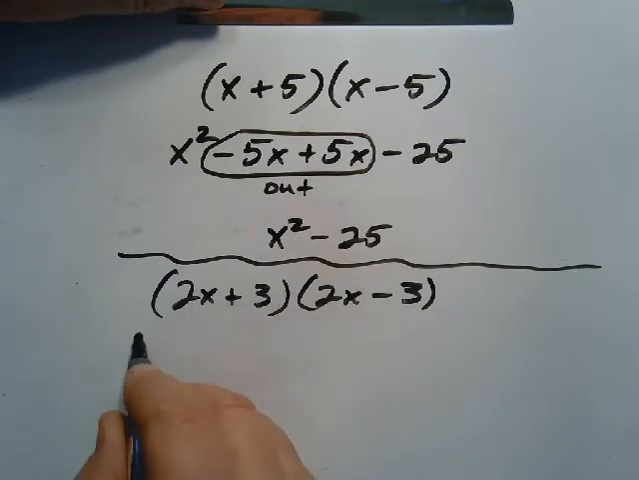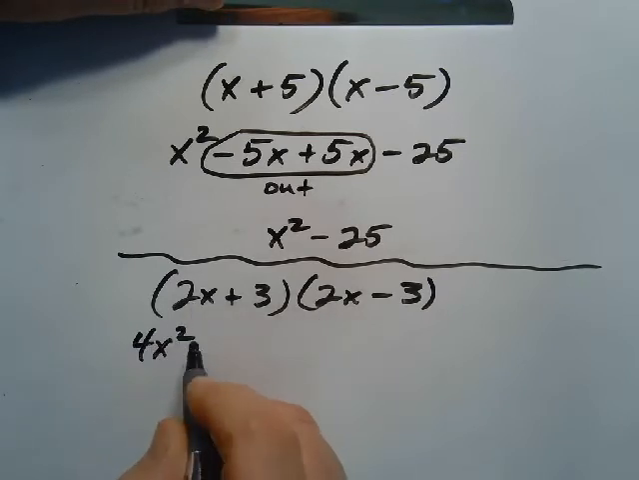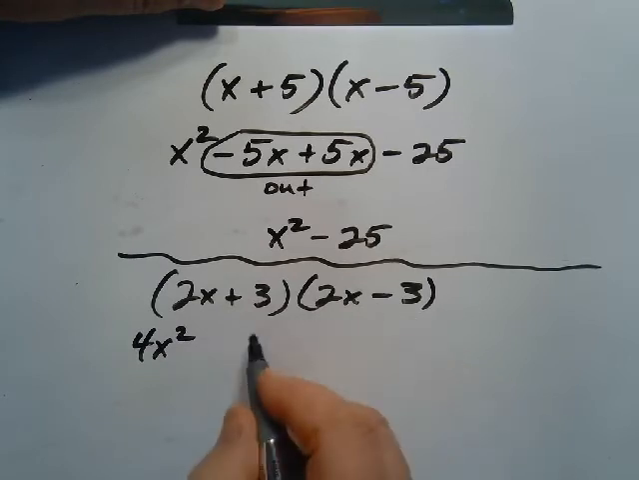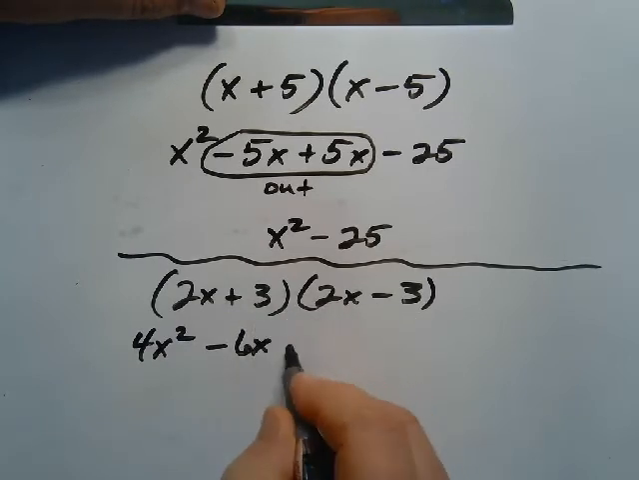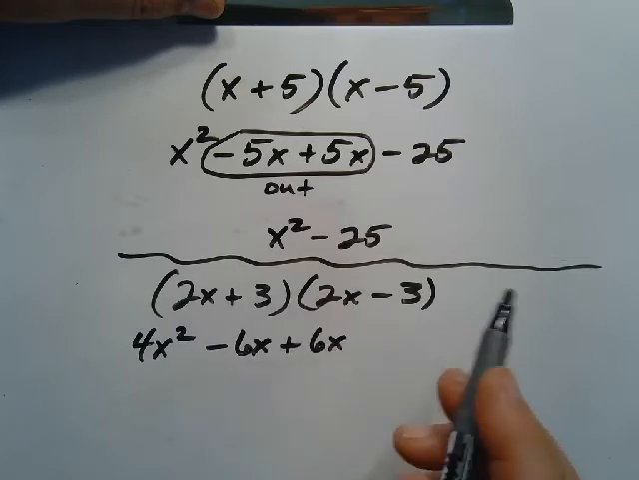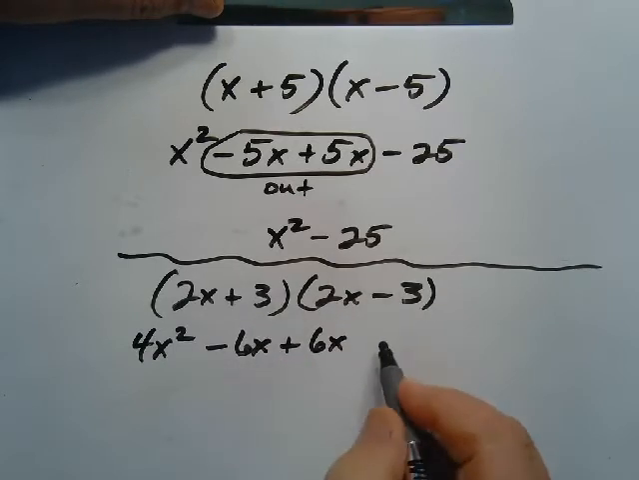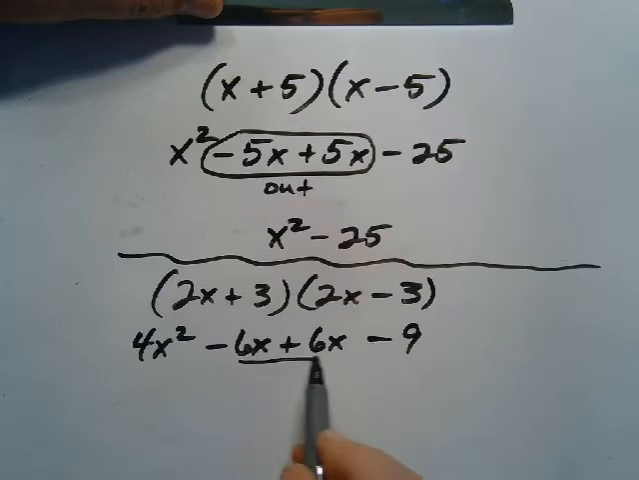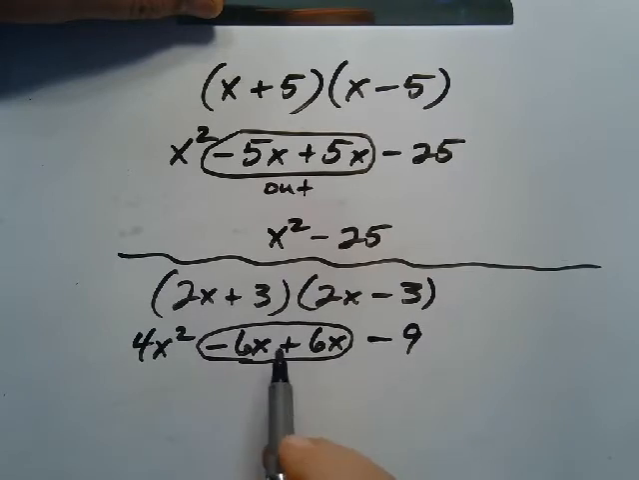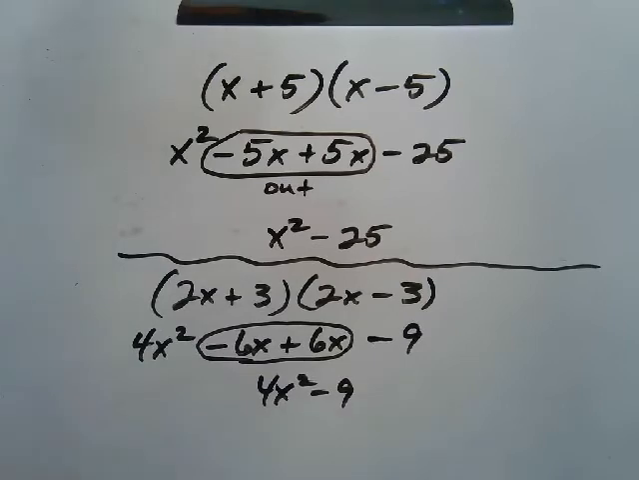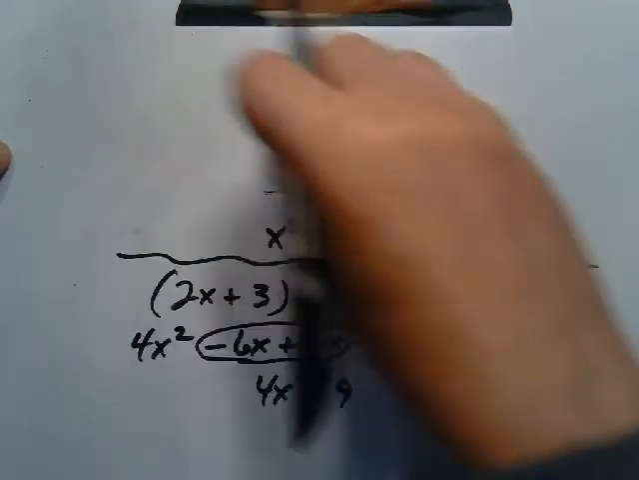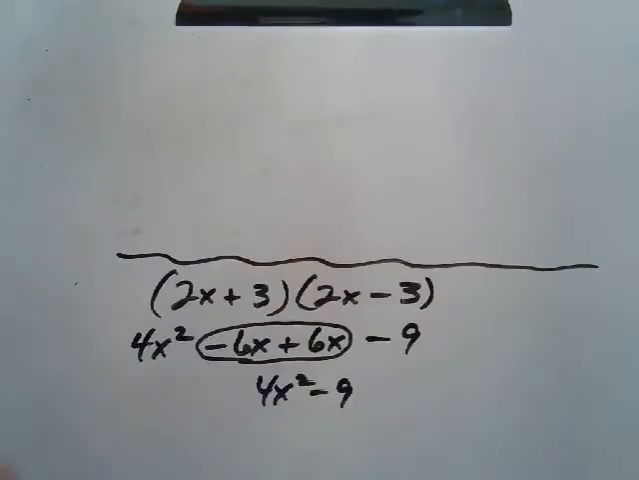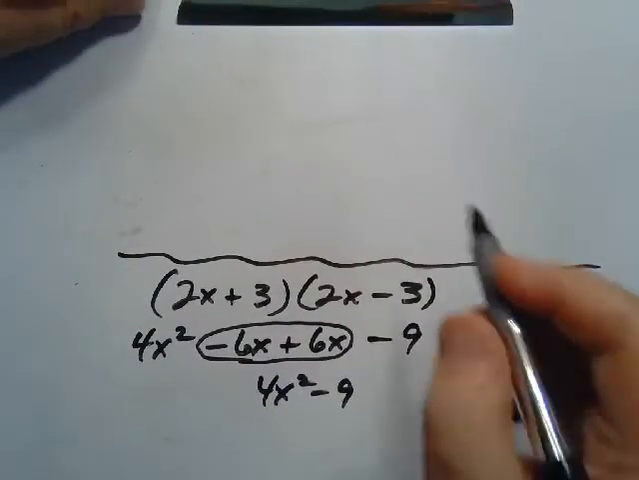2x times 2x is 4x squared. 2x times negative 3 is a negative 6x. 2x times a positive 3 is a positive 6x. And 3 times a negative 3 is a negative 9. Notice they're opposites again, and that's going to go out. So I simply get 4x squared minus 9. Now, if we try to do this the shortcut way, we can just ignore those middle terms.